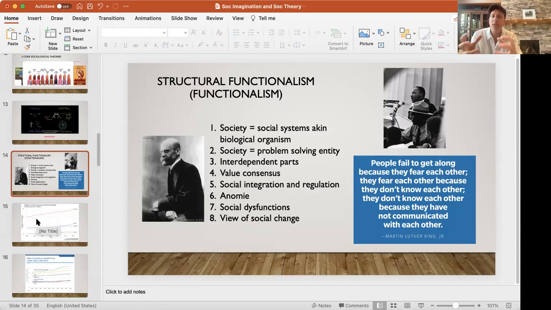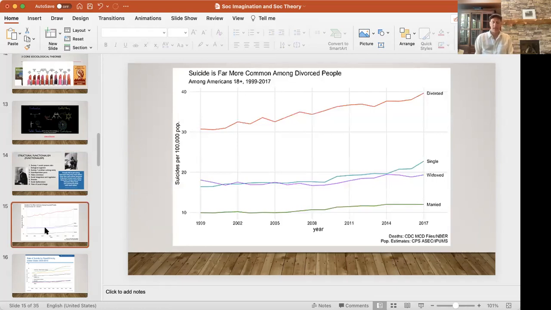And he's urging America to actualize its promise. Martin Luther King also had a more conflict theory side too, but we could get into that later. That's the example of functionalism.